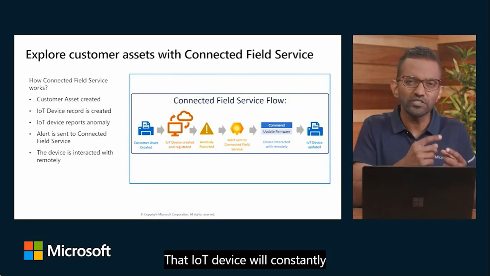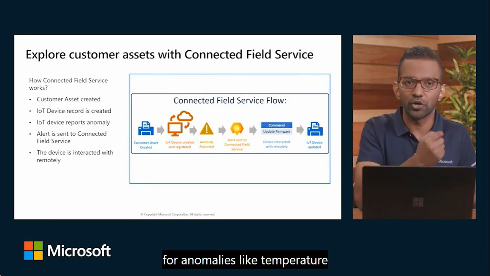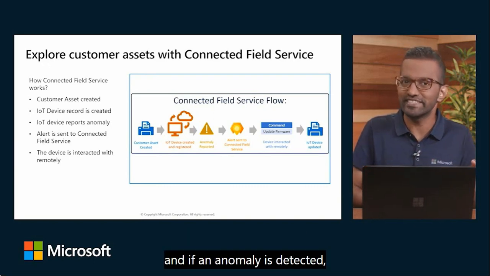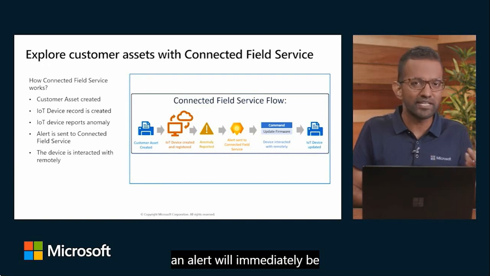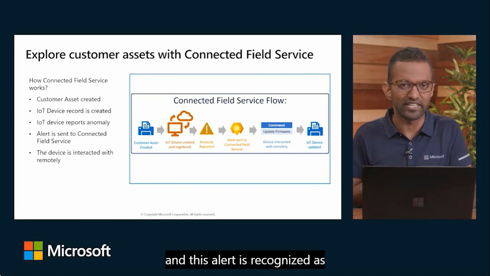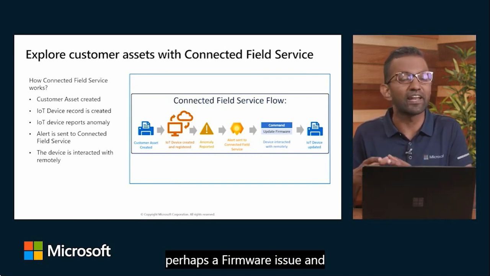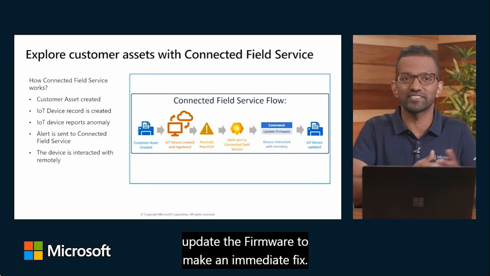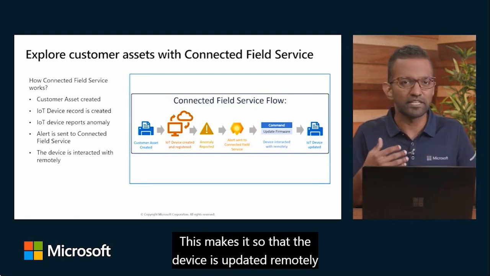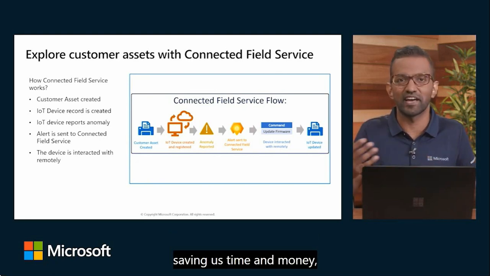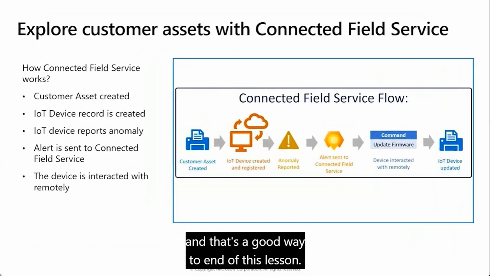That IoT device will constantly monitor that asset and look for anomalies like temperature spikes because they could indicate failures. And if an anomaly is detected, an alert would immediately be sent to our connected field service. And this alert is recognized as perhaps a firmware issue. And a Power Automate flow might be triggered to update the firmware to make an immediate fix. This makes it so that the device is updated remotely and no dispatch of our technicians is required, saving us time and money. And that's a good way to end off this lesson.